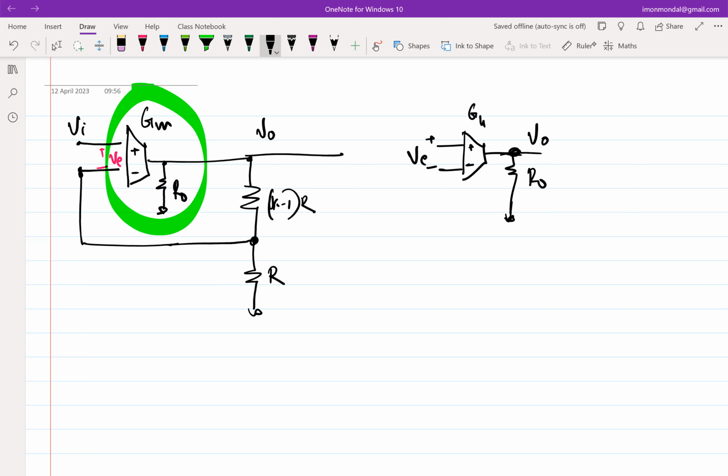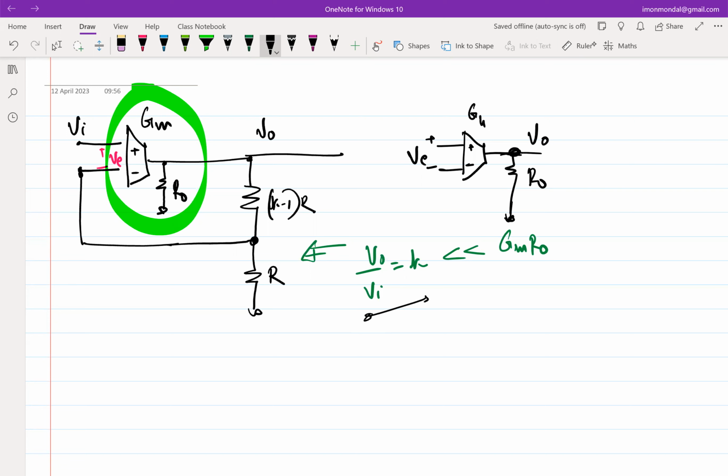But in this case, V0 over VI, not V0 over VE, V0 over VI at best can be equal to K, where K definitely has to be much lesser than GM times R0, because it is only when the loop gain tends to infinity you get this. Okay, so that's a penalty. That's a penalty that you pay in negative feedback.